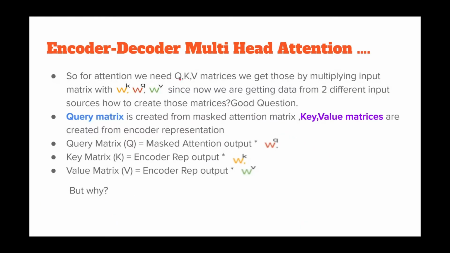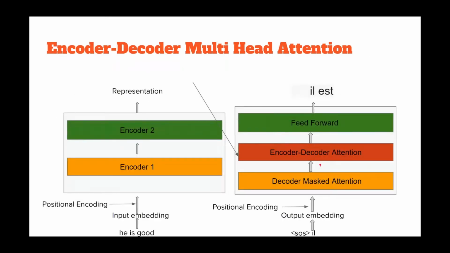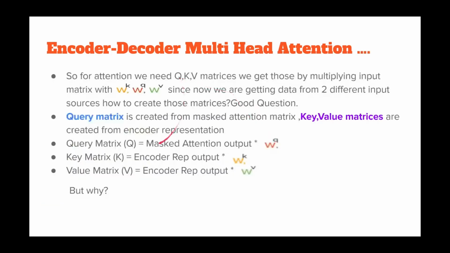For attention, we need query, key, and value matrices, right? We usually get them by multiplying the input matrix with WQ, WK, and WV. Since now we are getting data from two different input sources, how do we create those matrices? If you look at this block carefully, you are getting two input sources. One is the output of the decoder masked attention, and another is the source representation from the encoder. Previously in other attention blocks, we had only one input source, so no problem. But in encoder decoder attention, we are getting two different inputs. So how do you create the Q, K, and V matrices?